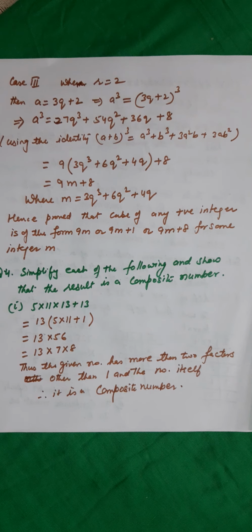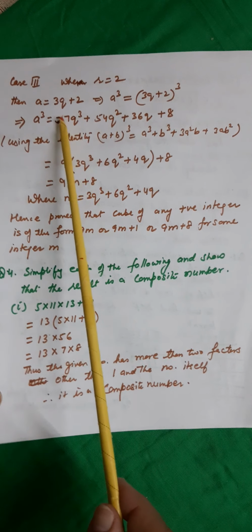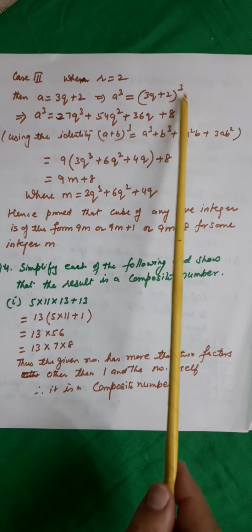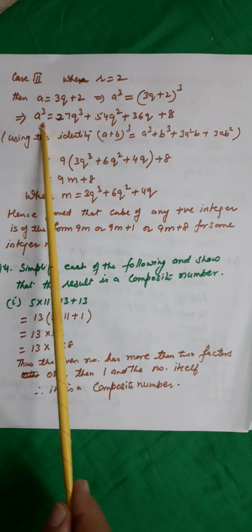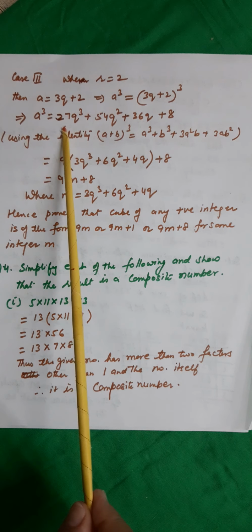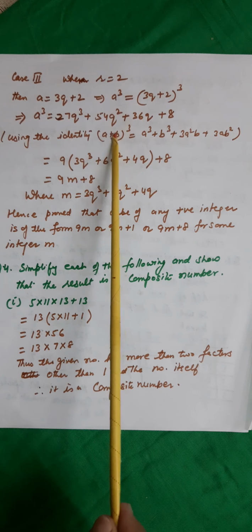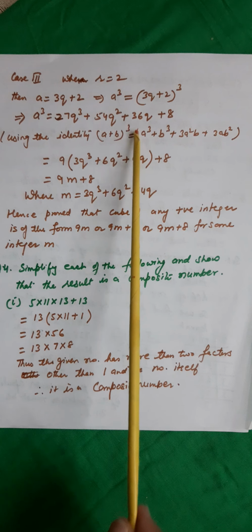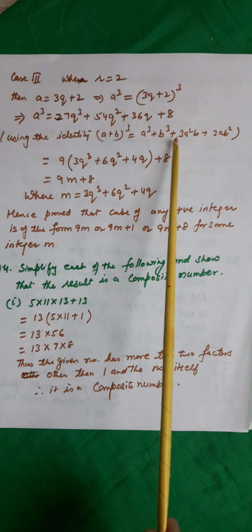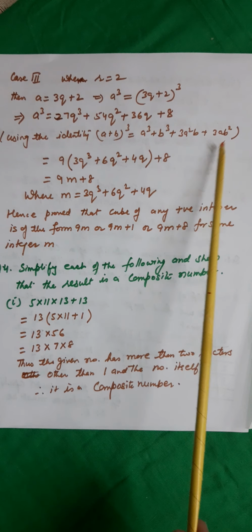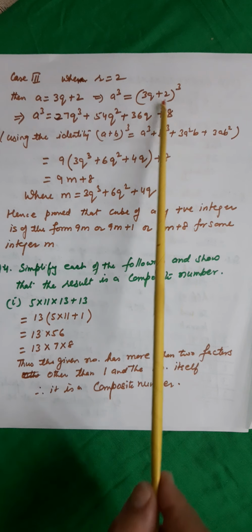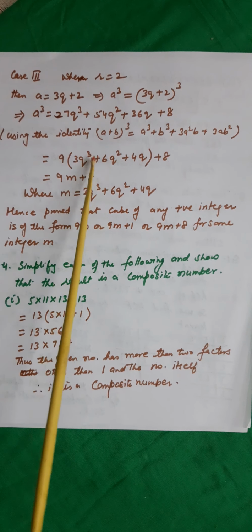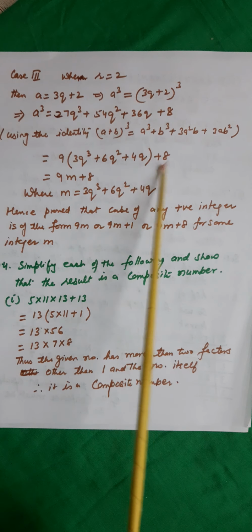Case 3. When remainder is equal to 2, then a can be written as 3q plus 2. This implies a cube will be equal to (3q plus 2) whole cube, which is equal to 27q cube plus 54q square plus 36q plus 8. I have used the identity (a plus b) whole cube is equal to a cube plus b cube plus 3a square b plus 3ab square. Here a is 3q and b is 2. This can be written as 9 times (3q cube plus 6q square plus 4q) plus 8.